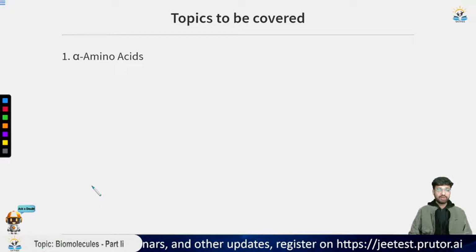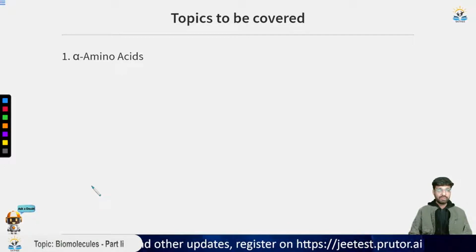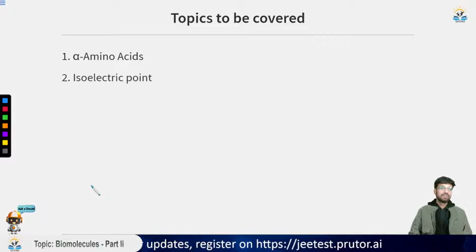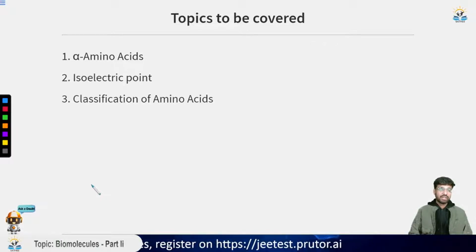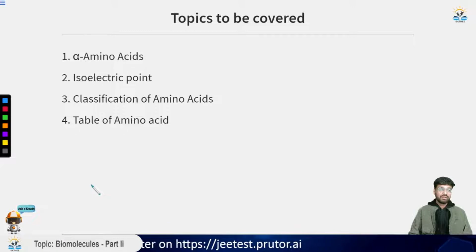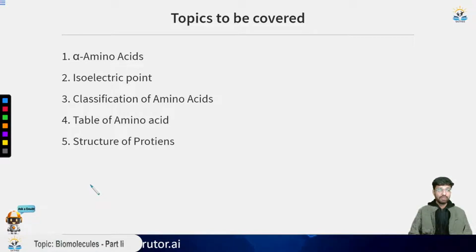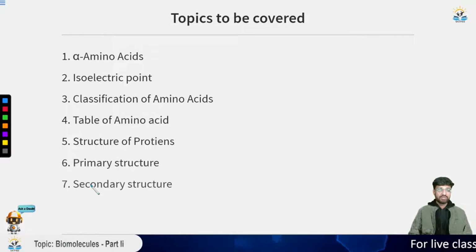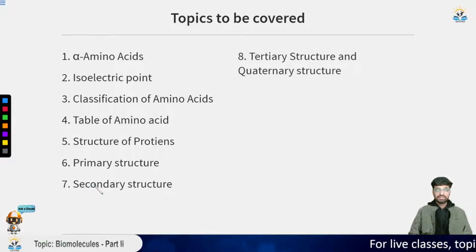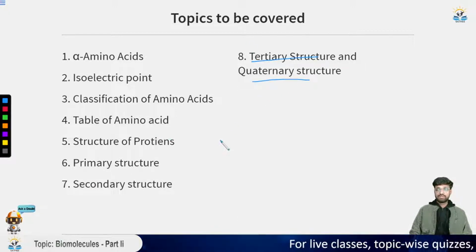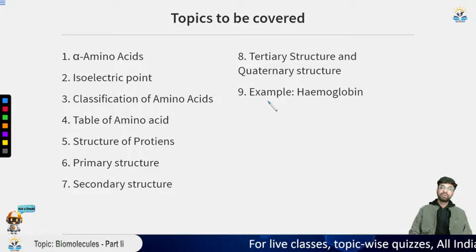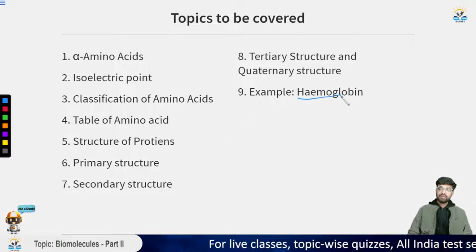First we will see amino acids, specifically the alpha amino acids, which are in the syllabus. Then the isoelectric point, then classification of amino acids. Then we will see some examples of amino acids and how they are distributed based on their functional group. Further, we will move to protein and look at their structure, starting from the primary structure, secondary structure to tertiary and quaternary structure. Then we will see an example to define the structure in an easier way.